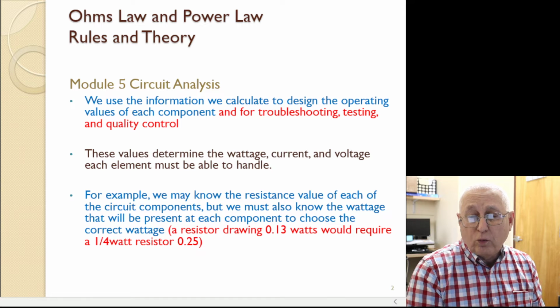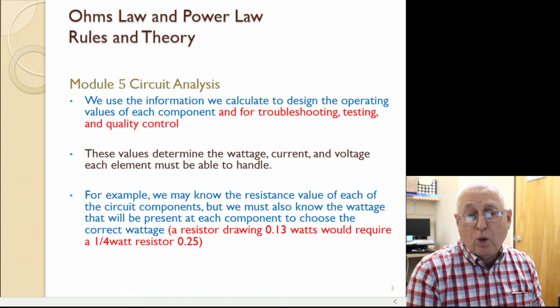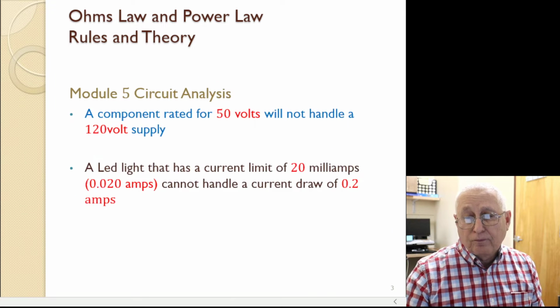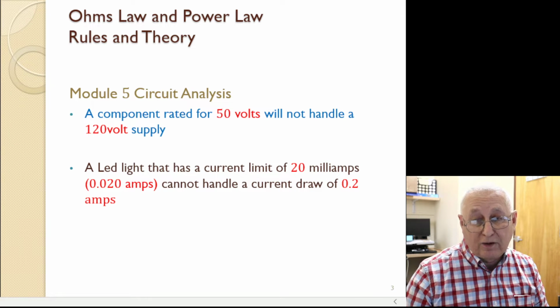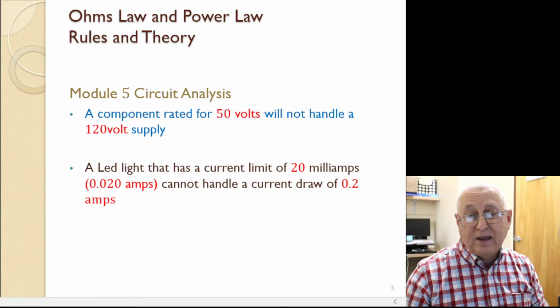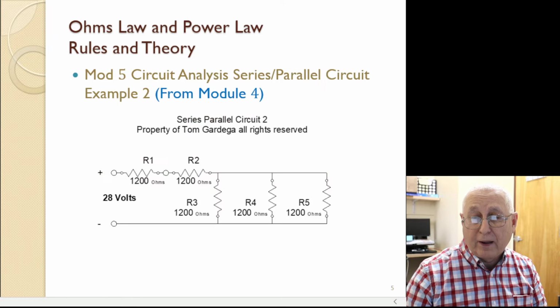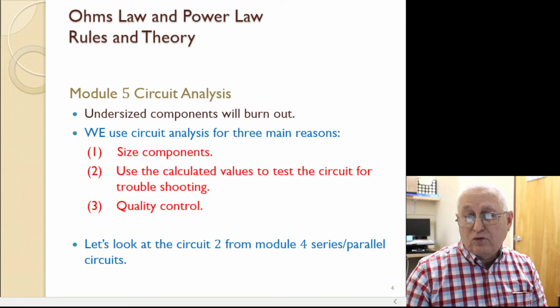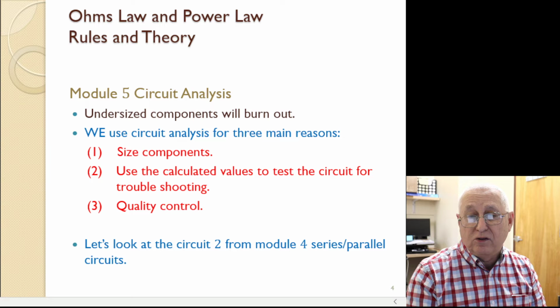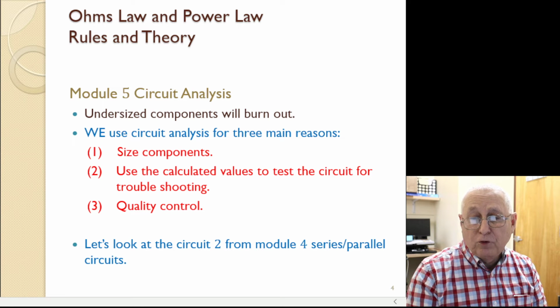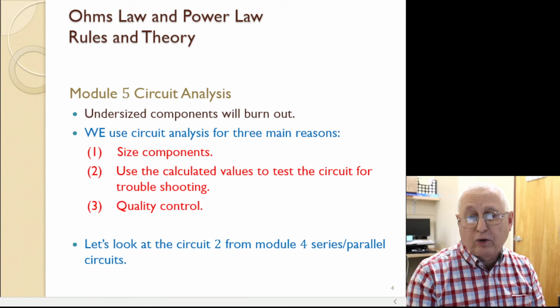A resistor drawing 1.3 watts would require a quarter-watt resistor. A component rated for 50 volts will not handle a 120-volt supply. An LED light that has a current limit of 20 milliamps, 0.020 amps, cannot handle a current draw of 0.2 amps. Undersized components will burn out. We use circuit analysis then for three main reasons: to size the components, use the calculated values to test the circuit for troubleshooting, and then for quality control.